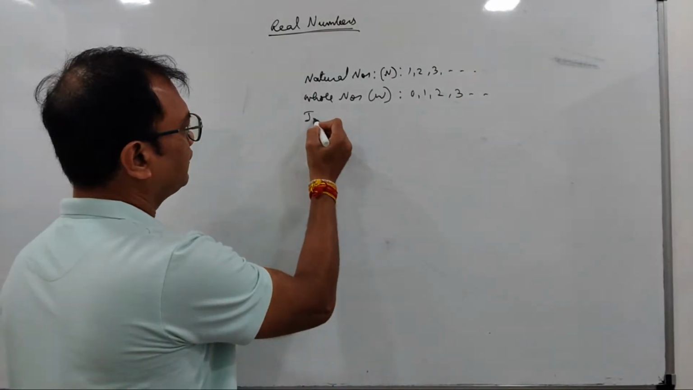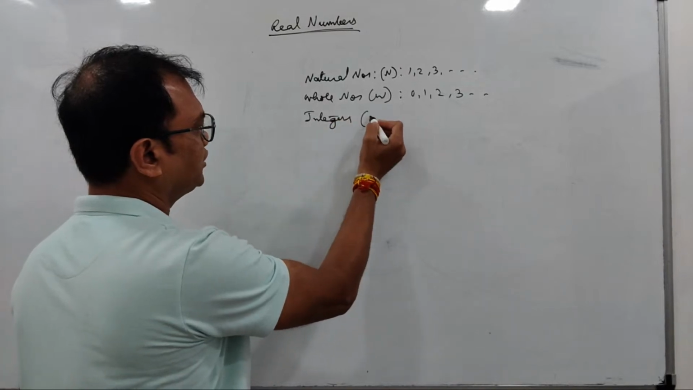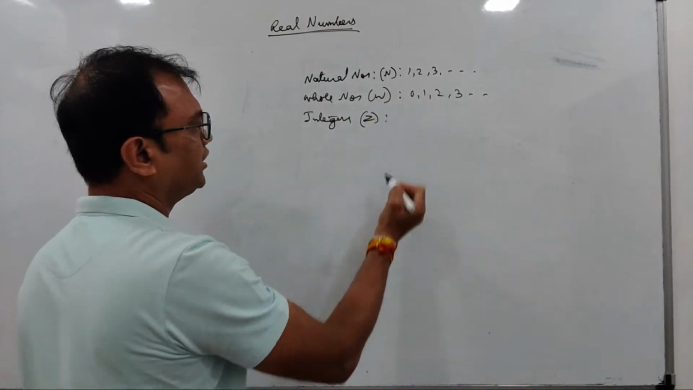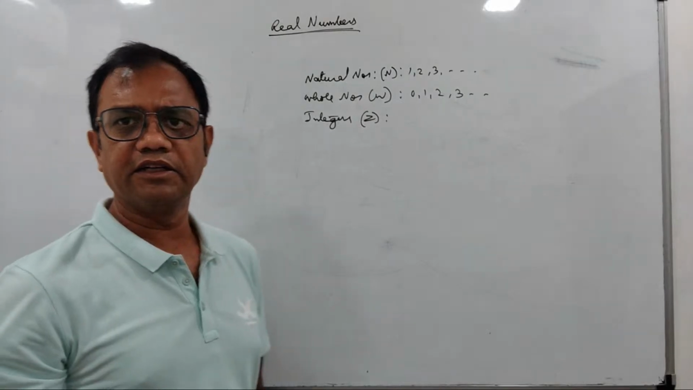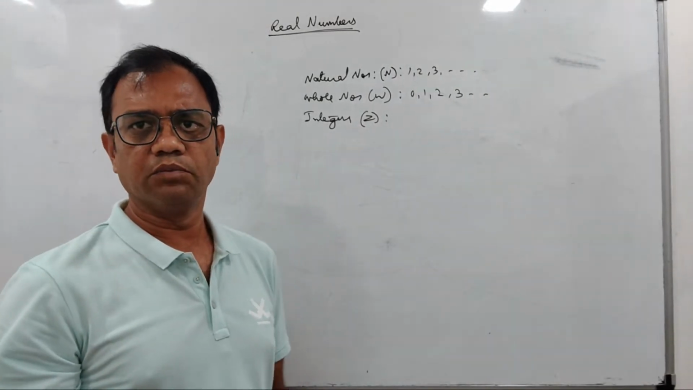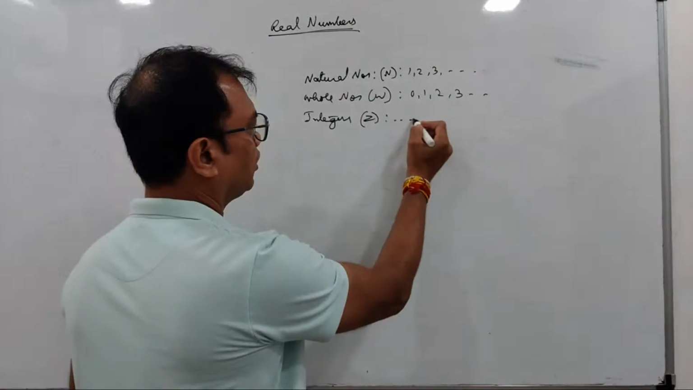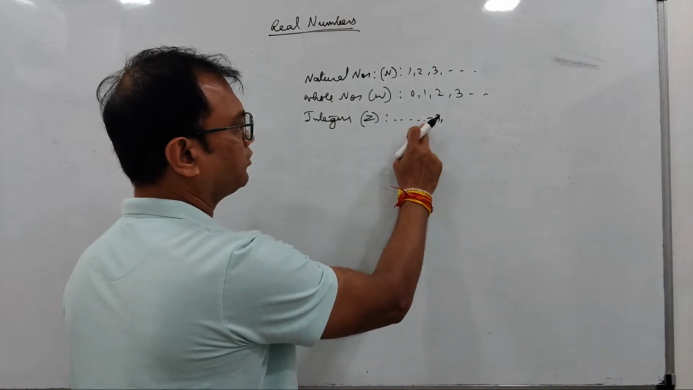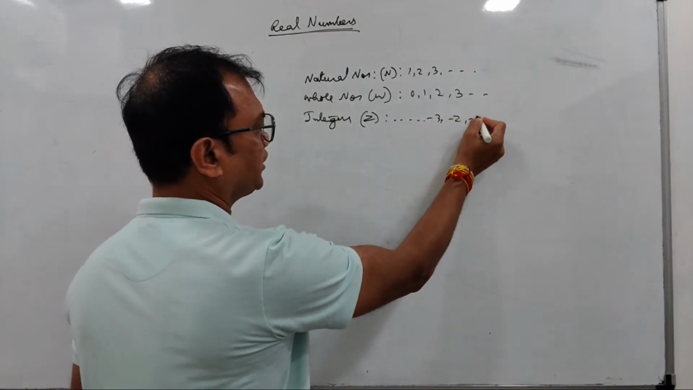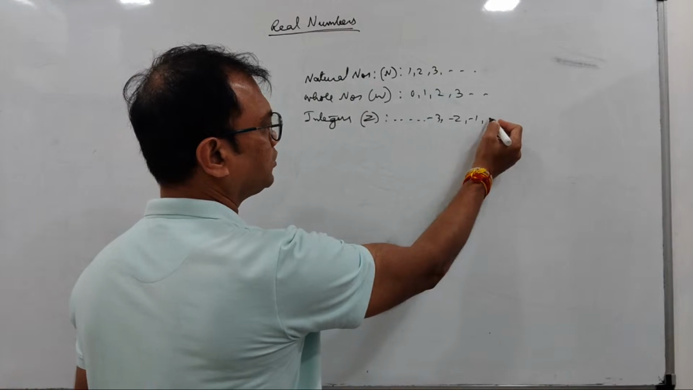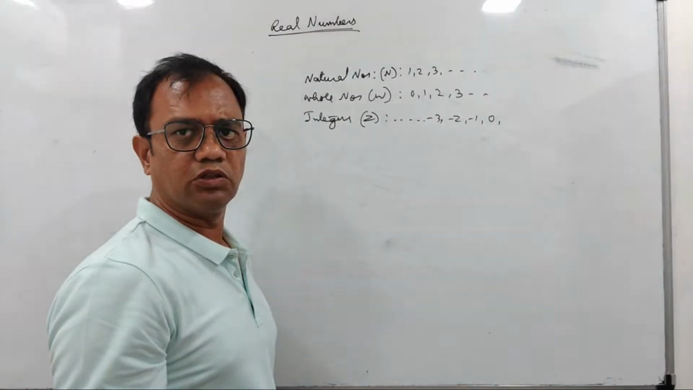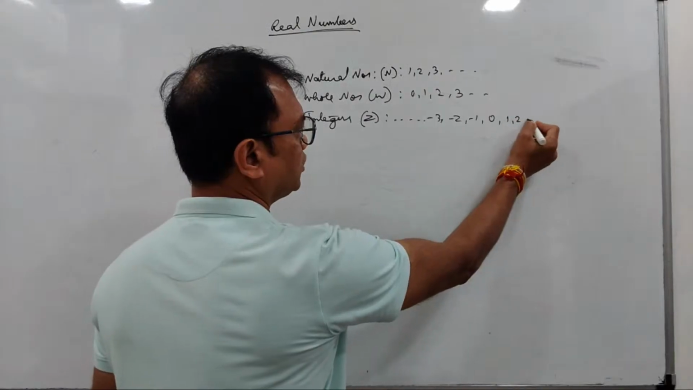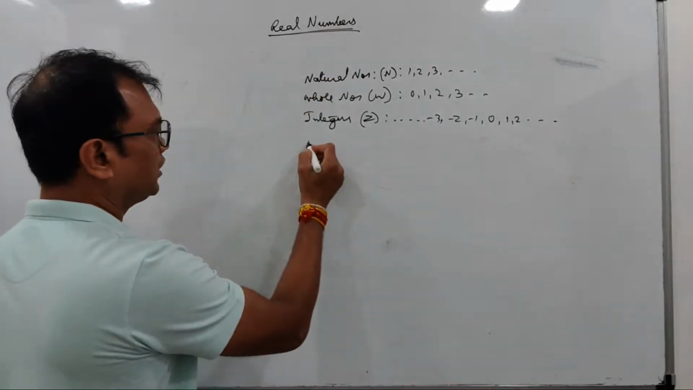Then we have integers. Integers are denoted by the letter Z. Integers include all the negative numbers, 0 and positive numbers. So all the negative numbers will be written dotted. I am writing a few negative numbers, -3, -2, -1. It also includes 0, and then 1, 2, 3, all the positive numbers.